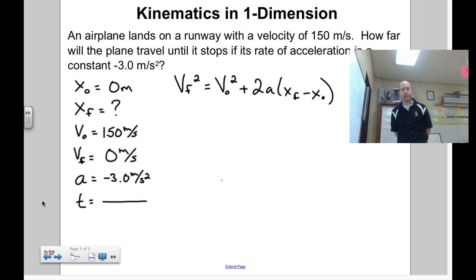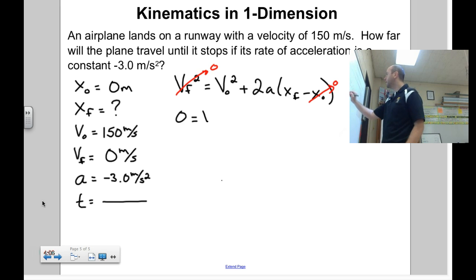Next, if any of these are zeros, I turn them into zeros. For example, I know vf is 0, so I'm going to make that a 0. And I know x naught is a 0. Like I said, 99.9% of the time, x naught or y naught is going to be a 0. Not always, but a vast majority of the time. Now I can rewrite it like this: 0 equals v naught squared plus 2a xf.